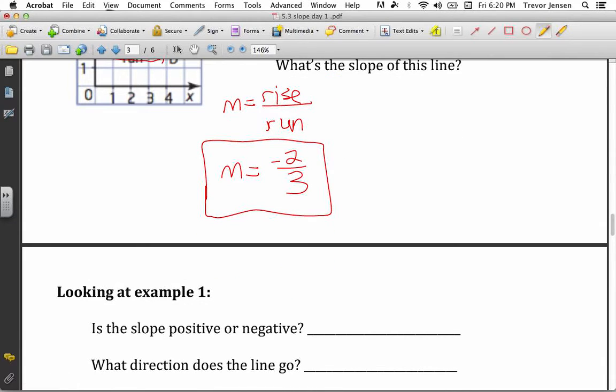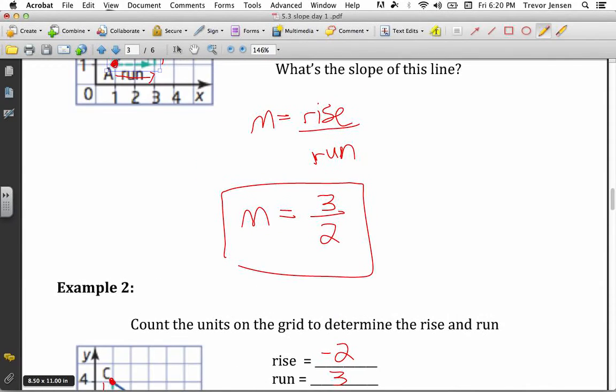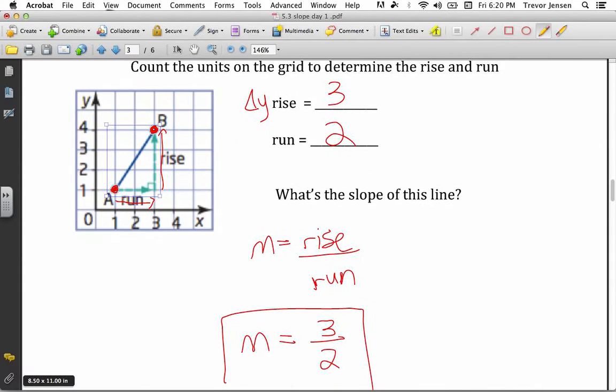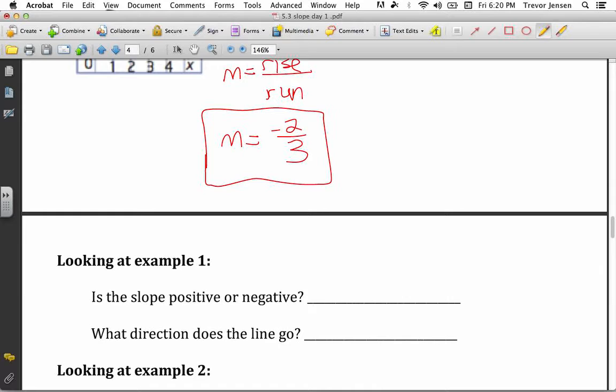Now, let's try and make the connection between what the graph of the line looks like and what the integer value of the slope is going to be. Looking at example 1, is the slope positive or negative? The line from A to B had a slope of 3 over 2, which is a positive value, positive 1.5. If you look at the graph, going from A to B, the line goes up to the right. If the line goes up to the right, it has a positive slope. So example 1 had a positive slope.